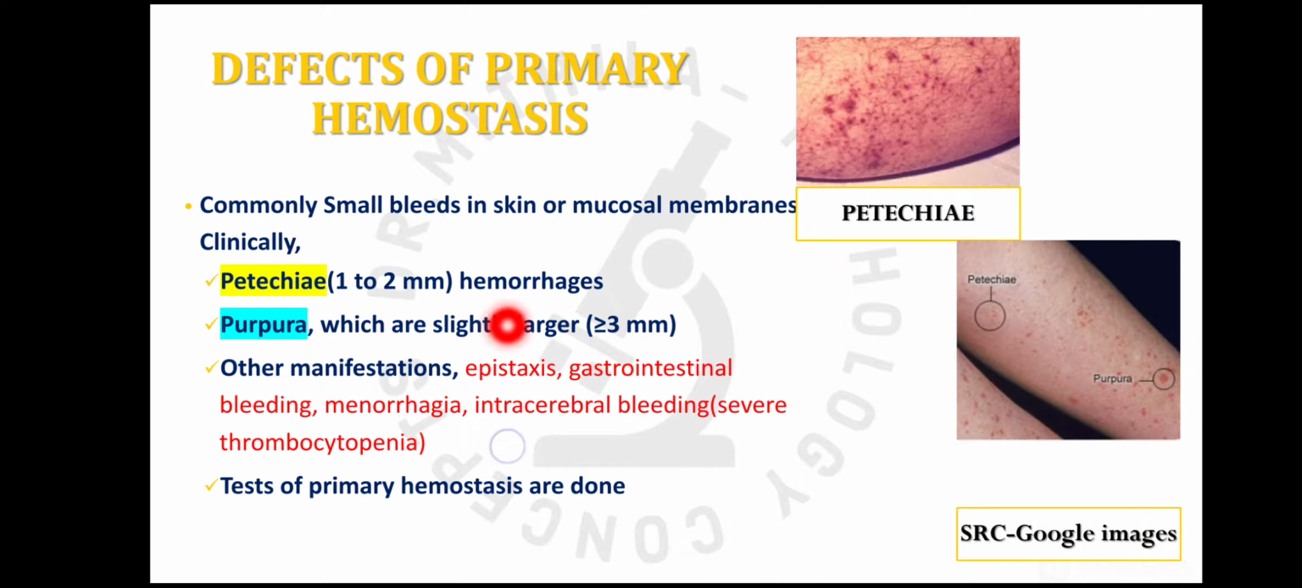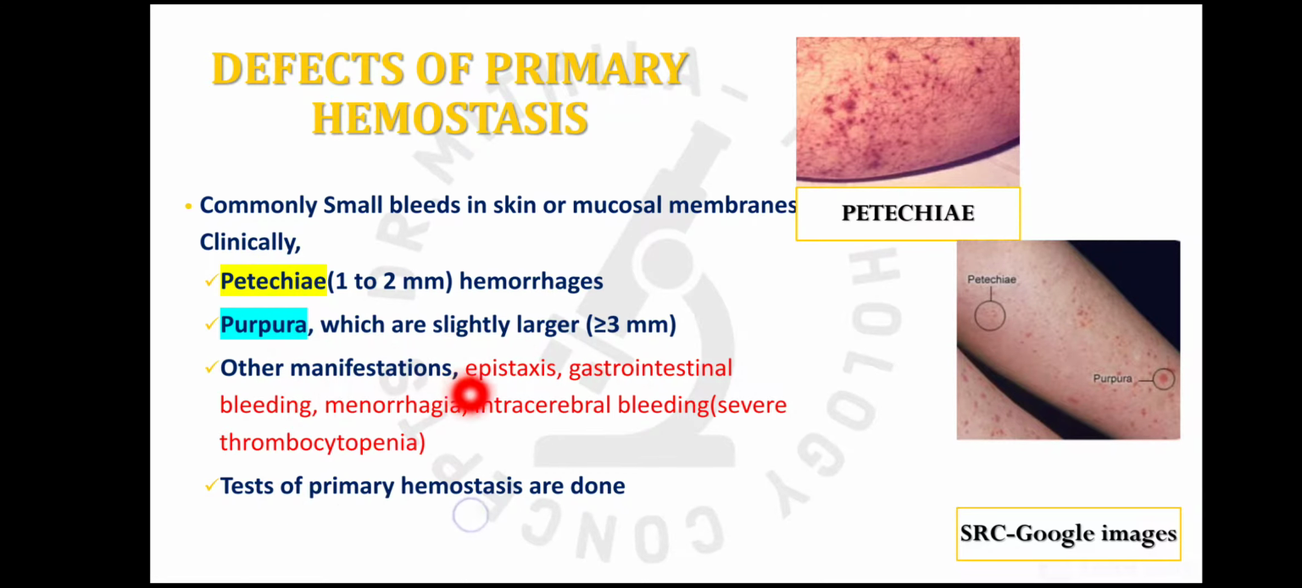Petechiae and purpura both are hemorrhages, but the difference is in their size. So the small sized, 1 to 2 millimeters, they are petechiae. So if the size is 2 or less than 2 millimeters, then it is petechiae. And if the size is more than or equal to 3 millimeters, then it is known as purpura. Both are because of the extravasated blood that is caused due to the defective hemostasis.